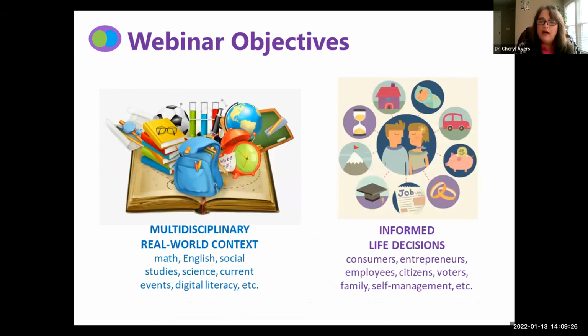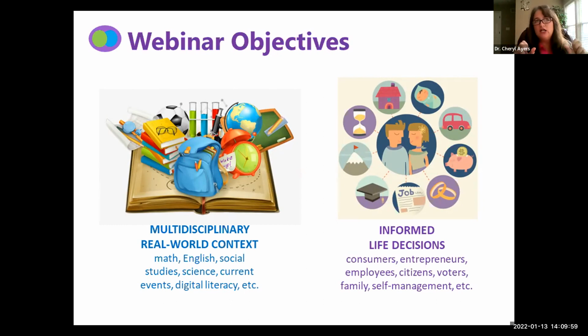So what we'll do throughout this is we will have opportunities for me to share some examples of multidisciplinary real-world contexts, again, that I hope you'll be able to integrate into your classroom instruction. But then also always putting on the other hat of, now how do we use the same content and the same resources to make better life decisions as consumers, as perhaps entrepreneurs, employees of someone else's business, as citizens, voters, within your own family unit, self-management, et cetera.